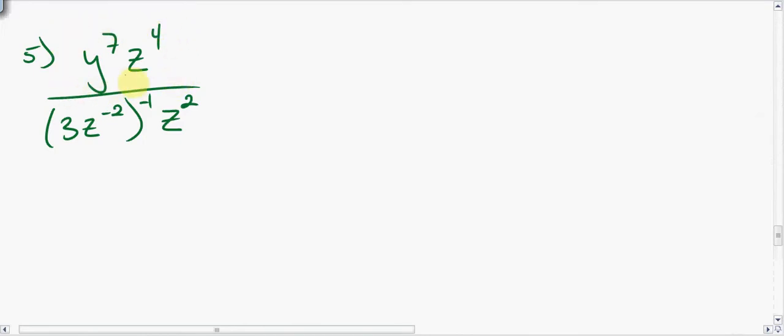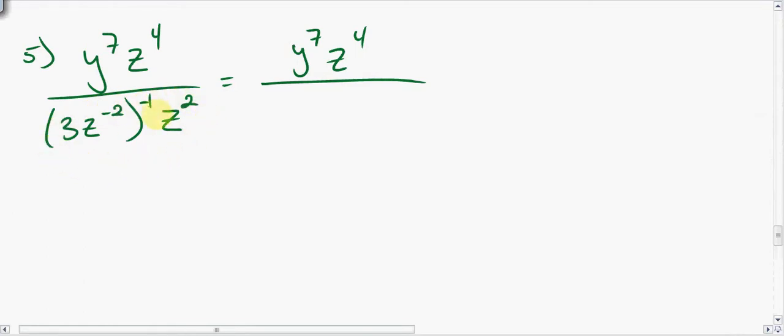And I see y to the 7th, z to the 4th. Different bases, can't add anything. Right, so there's really nothing I can do to that numerator. So I'm going to leave it the same. That's y to the 7th, z to the 4th. Now I'm going to look at the denominator.